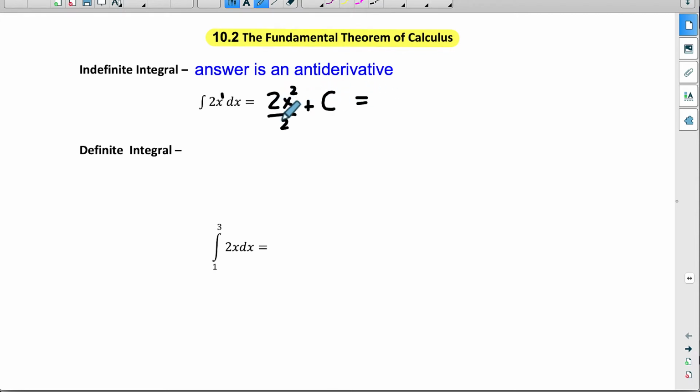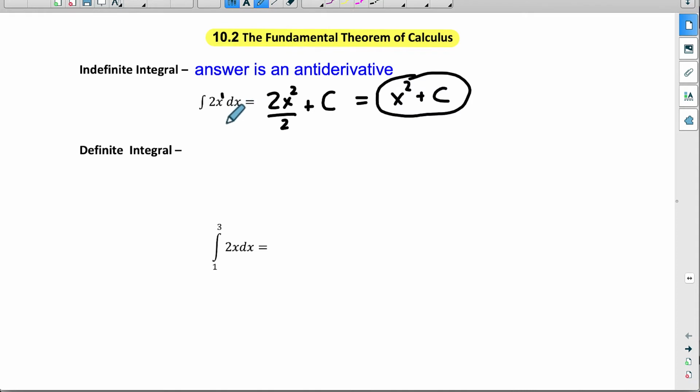So, in the first case here, the first term, we can cancel out the 2's. We get x squared plus c. This is an antiderivative, and it is our solution to this indefinite integral. And if you took the derivative of this, you'd get 2x, which is exactly what it says here. It worked.